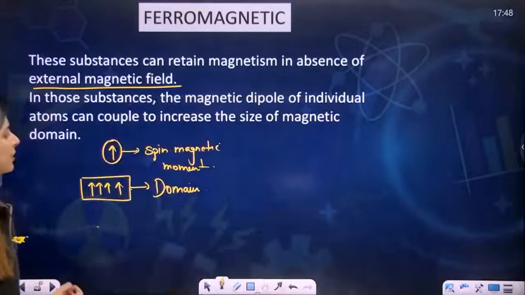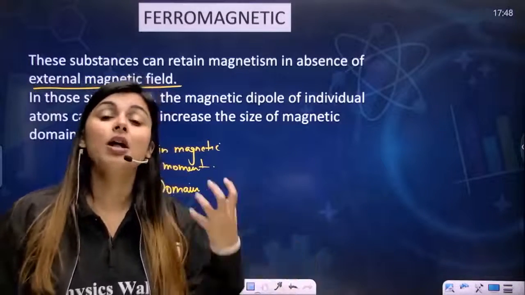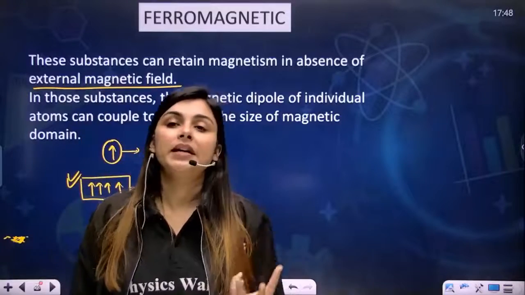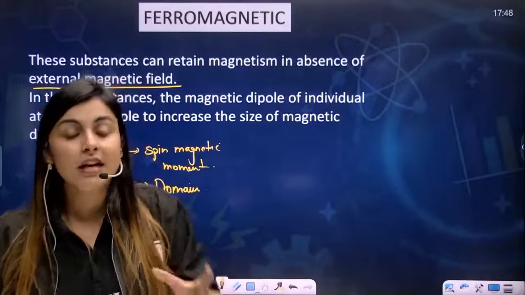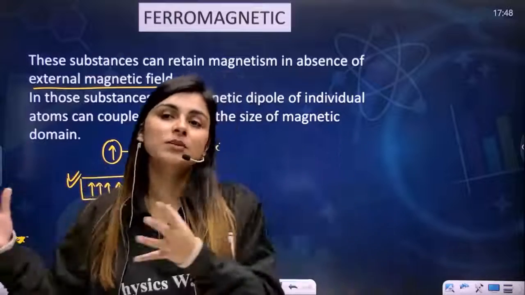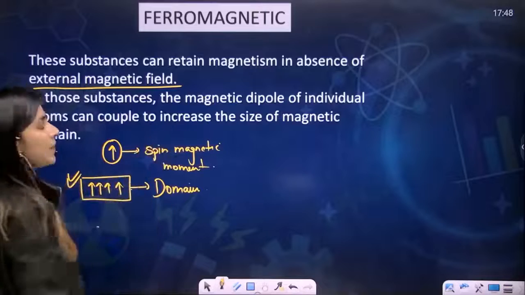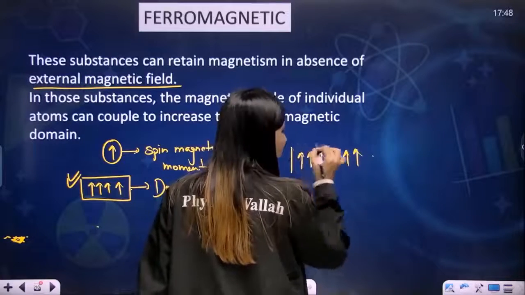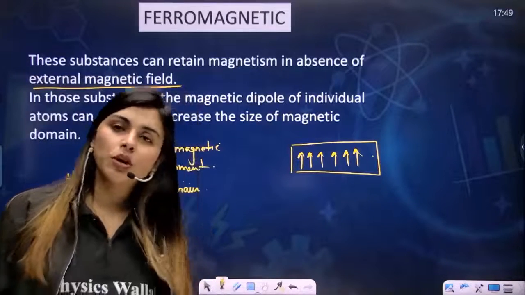Yes, ma'am. The same thing is happening here, my dear students. They have united together and formed a domain, formed a team, and now they are even more powerful. Because they have formed domains, they have a permanent magnetic field. So in ferromagnetism, you have domains, not individual spin magnetic moments. Domains are formed by the joining of many spin magnetic moments. In those substances, the magnetic dipoles of individual atoms can couple to increase the size of the magnetic domain. They just join together and form a domain, and this is what is known as ferromagnetism. All the domains join together. I hope you're clear with this. Please write it down.